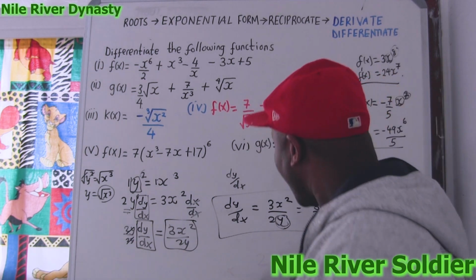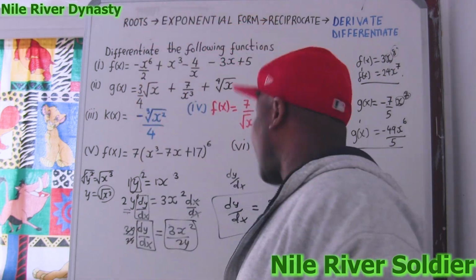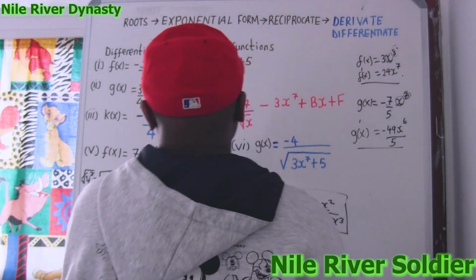So that's how you differentiate. These are two more examples. Sometimes they don't want to keep it straight like that, so now I'm going to show you how the roots come about.